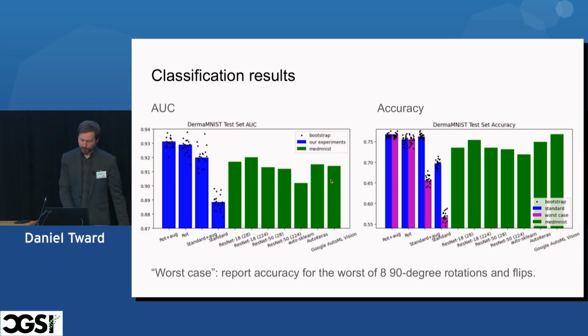The other green bars show the area under the receiver operating characteristic curves for the other methods that were shown. On the right-hand side, we show the same thing but with accuracy instead of area under the receiver operating characteristic curve. And in purple, I'm showing something that I call worst case accuracy. So if you get unlucky and an image of your brain shows up in the worst orientation, how accurate will your classification be?